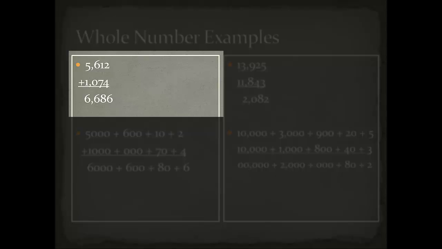You'll notice that when I do this, I've lined up the place values. So the thousands are together. The 5 is above the 1 and those are in the thousands place value. So that's lined up correctly. The 6 in the hundreds place is above the 0. And you'll notice that the 0 represents no value in the hundreds place in 1,074. And then I've lined up the 1 and the 7 in the tens place and the 2 and the 4 in the ones place. Now that I have place values lined up, I can add and get the correct answer.